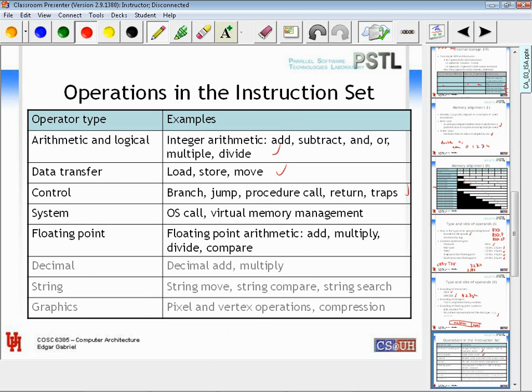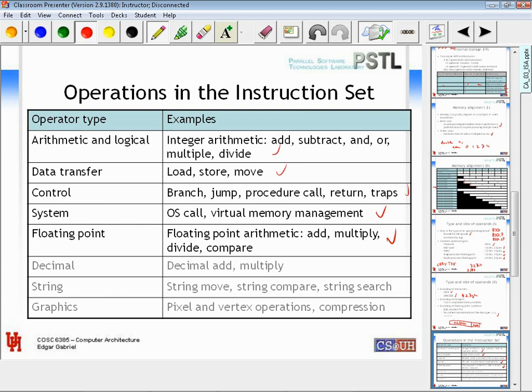You have certain system level operations which are required, as an example, for virtual memory management. In case you have, as an example, a page fault, the system has to now load a page from the hard drive into the main memory. Last but not least, you also have floating point arithmetic instructions to add two floating point numbers, etc. So these are basically available everywhere.